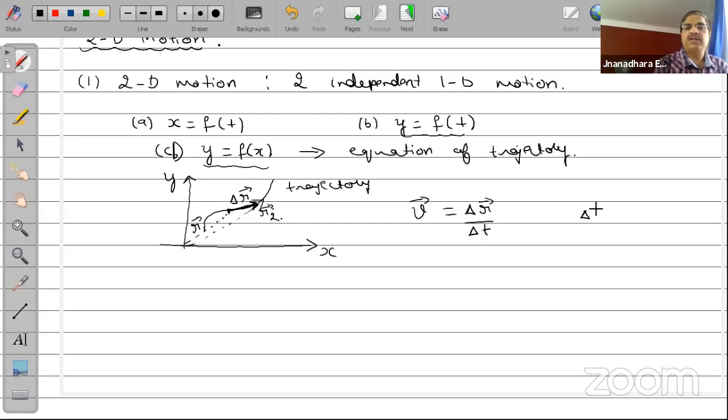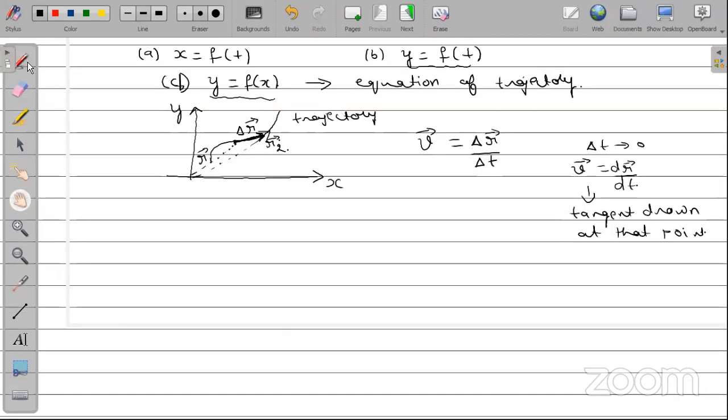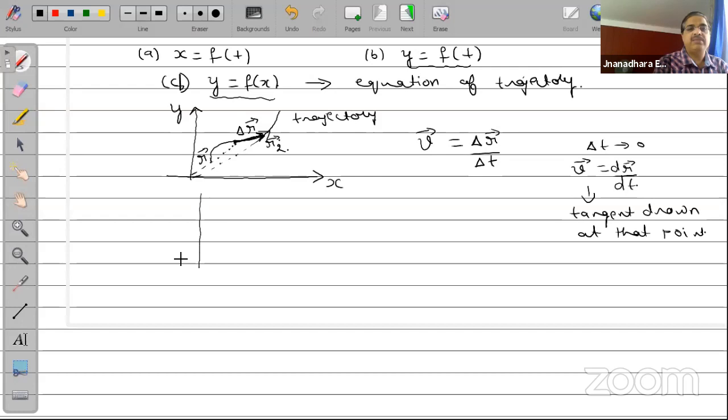Now, if you make this delta t smaller and smaller, then we know that v can be written as dr by dt. Where will this dr by dt be represented? It will be represented as a tangent drawn at that point. So this will be along the tangent drawn at that point. Very, very important idea. I'm writing it down again because I've seen questions come many times on this idea itself.